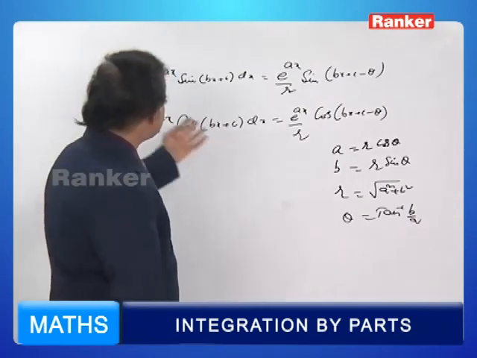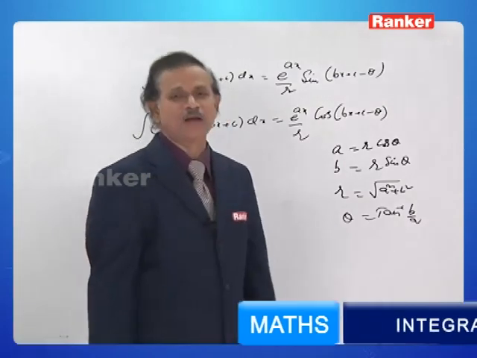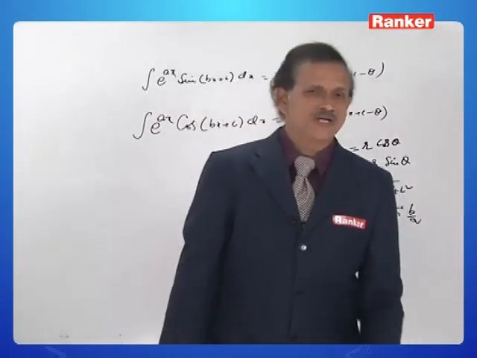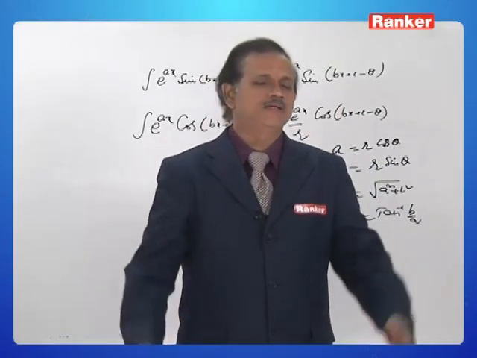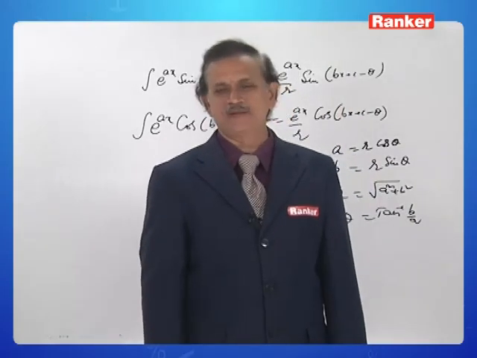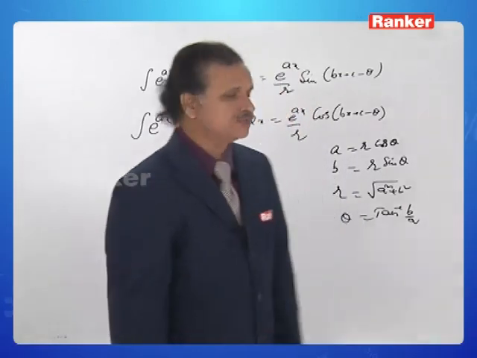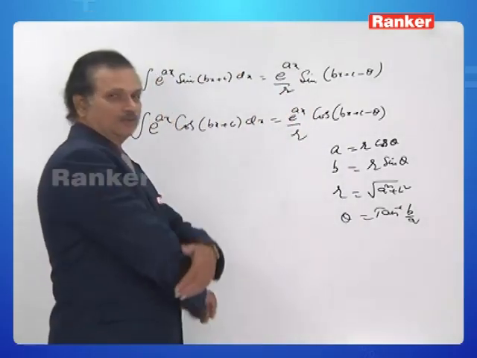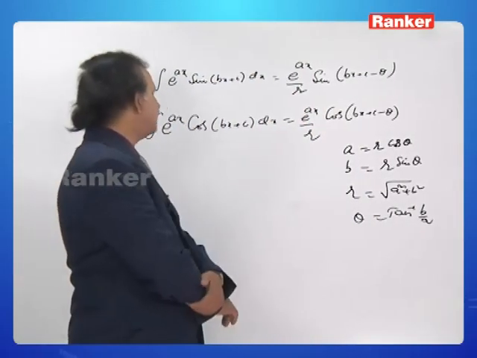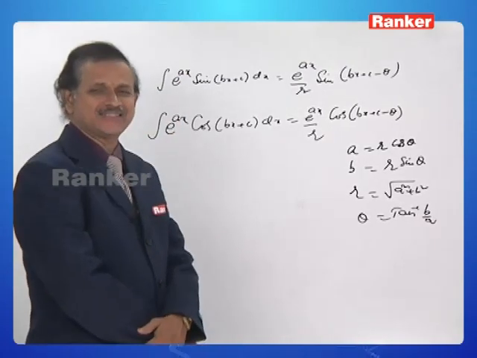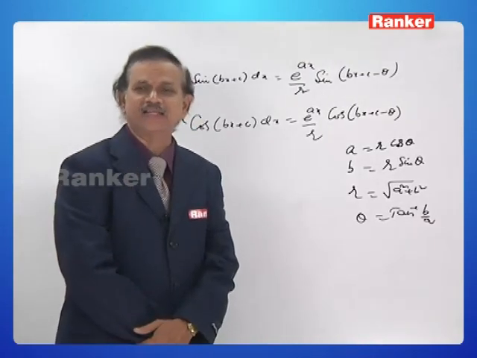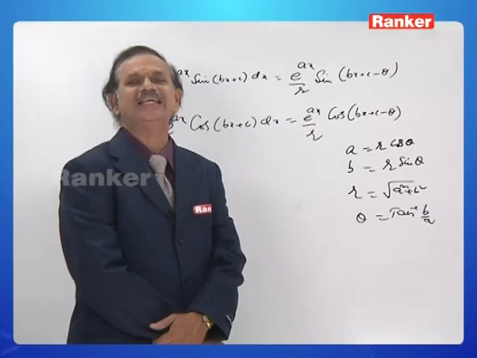The proof of this formula can be obtained in two ways. One is by using integration by parts successively, and another is by using complex numbers. As and when you look at cos theta, it is nothing but the real part of e power i theta, isn't it?